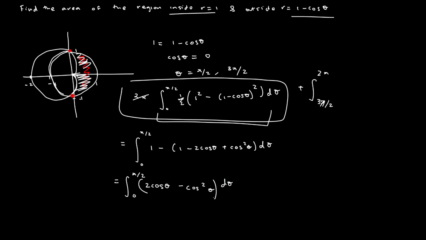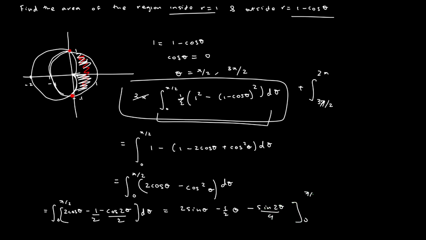And we know from before that this is the same as the integral from 0 to pi over 2 of 2 cosine theta minus (1 minus cosine 2 theta) divided by 2, d theta. Then finding the antiderivatives, I get 2 sine theta minus 1/2 theta minus sine 2 theta divided by 4, from 0 to pi over 2. At pi over 2, only these two are defined. This will be 0 since I evaluate sine pi. And so what I get is 2 minus pi over 4. And then at 0, everything is 0. So the answer is 2 minus pi over 4.